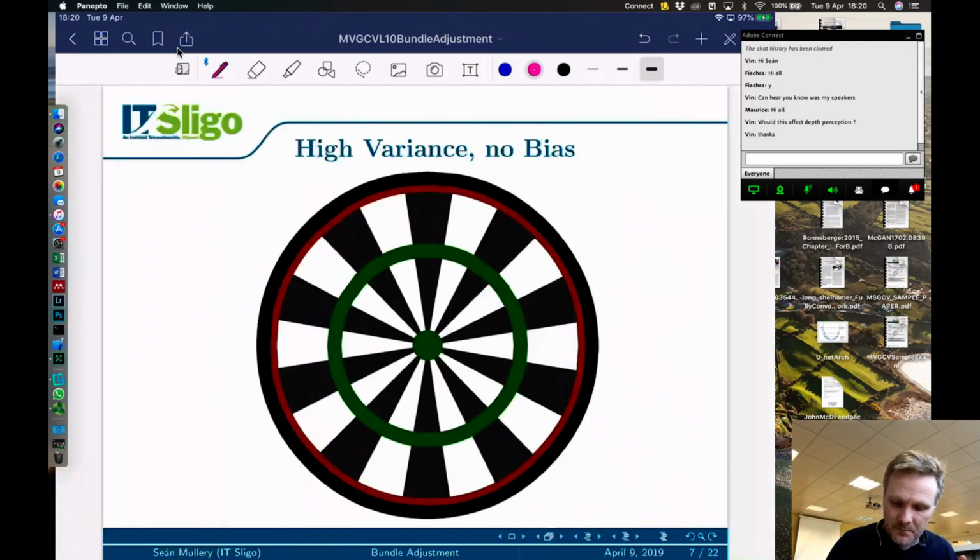If we have high variance, here is what we get. We still get a situation where we have mostly points in the center, but we get a few more out the way. And of course, these are all supposed to be just dots. I'm not drawing them particularly well. And you can see that they're spread much more.